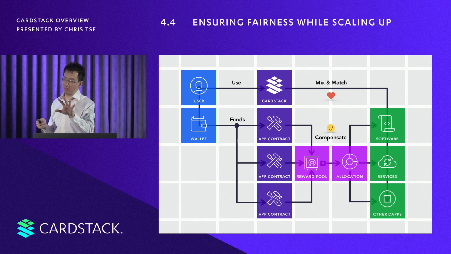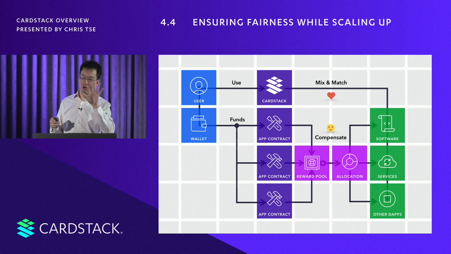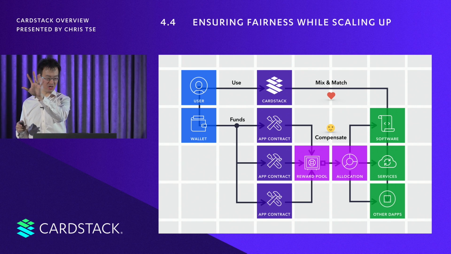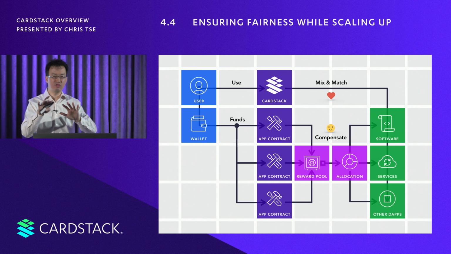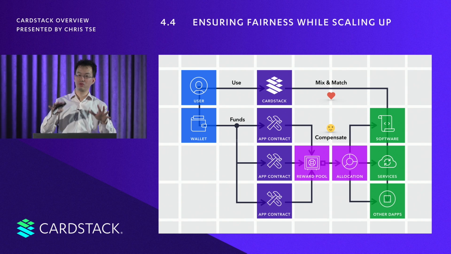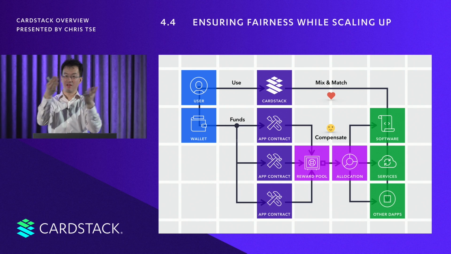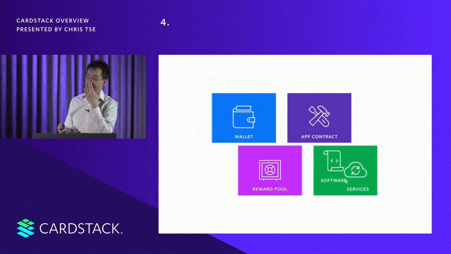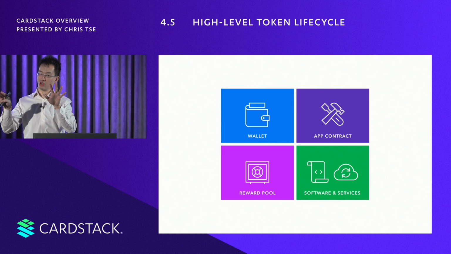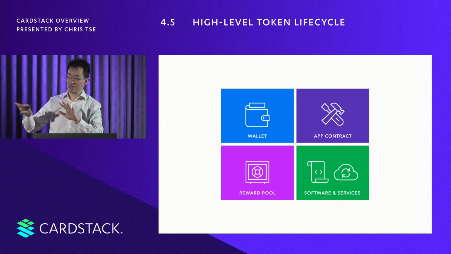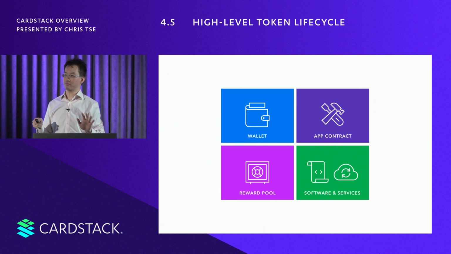So let's take a little bit of a step back and say, okay, these are the patterns that we want to achieve, but how do we do this using blockchains? More specifically, what kind of token mechanism, what kind of design of the way these different blockchain ledgers interact with each other will allow us to achieve this type of mix and match and fair compensation? So let's look into this. There are 4 concepts here: a wallet, an application contract, software and services, things that actually get used, and then a reward pool.